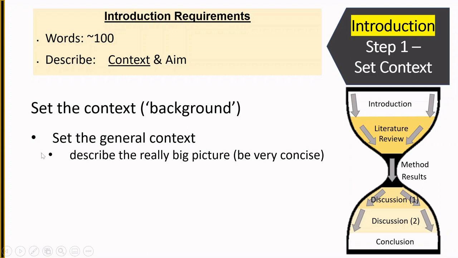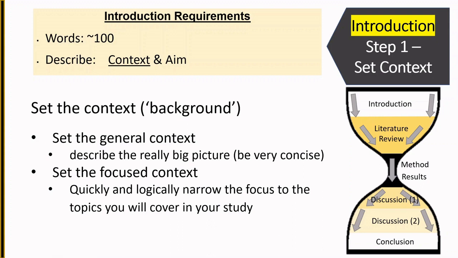So start by setting the general context. This is like the biggest picture, but try and be concise. You're only going to get one or two sentences to introduce the big topic, really about climate change. Then you're going to set a slightly more focused context, quickly narrow it to the topics that you're going to cover in your study. So that would be maybe something about home electricity use, and/or it'd be great if you could get both in, your career area as well. And then that's setting the context, the background.